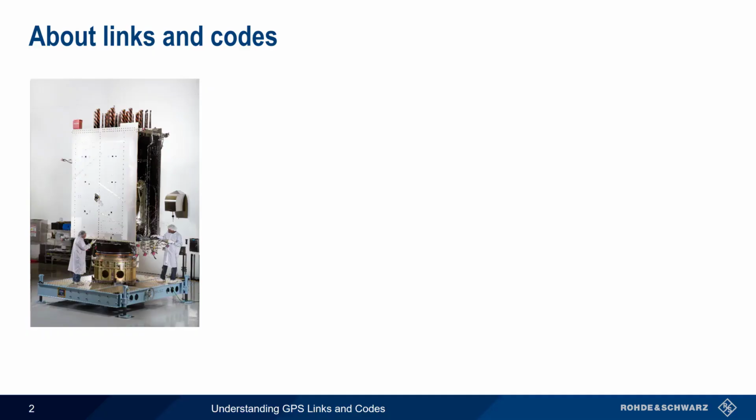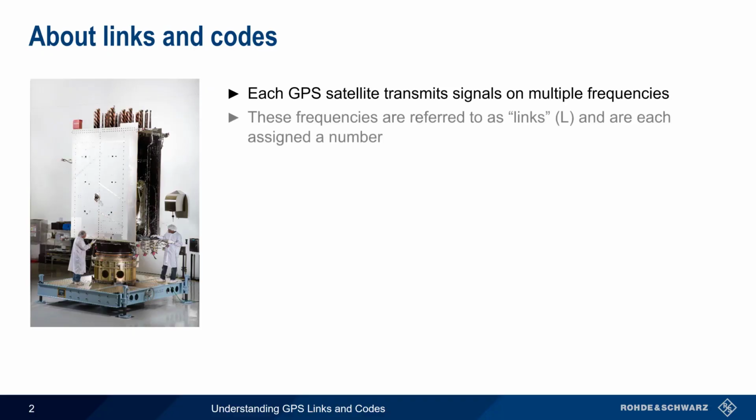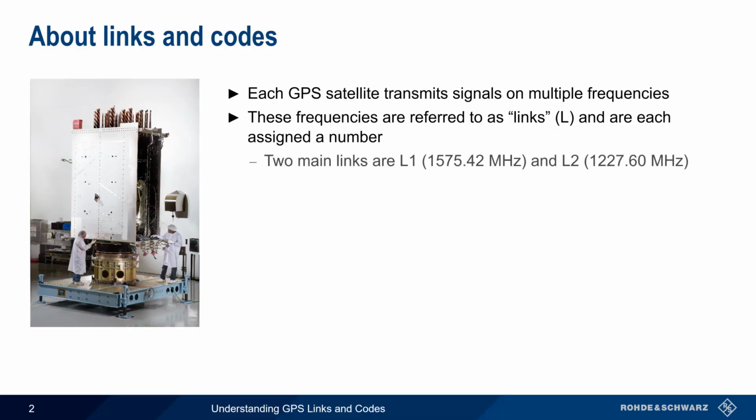Let's start with a brief explanation of what we mean by links and codes. Every GPS satellite transmits multiple signals on multiple frequencies. These different frequencies are referred to as links, abbreviated to L, and each link has a different number. The two main links are L1 at 1575.42 MHz and L2 at 1227.6 MHz. Newer GPS satellites also transmit on the L5 link, or 1176.45 MHz.